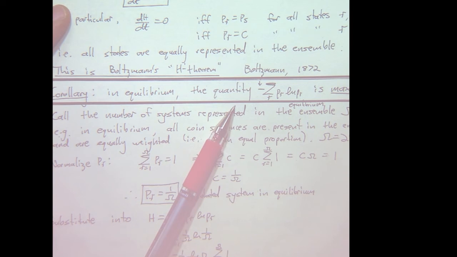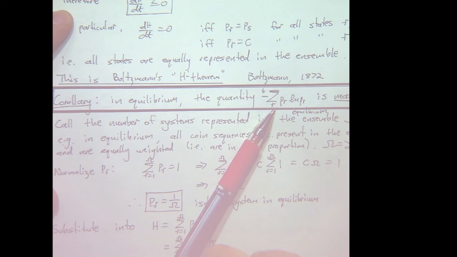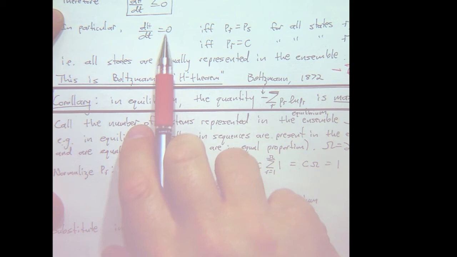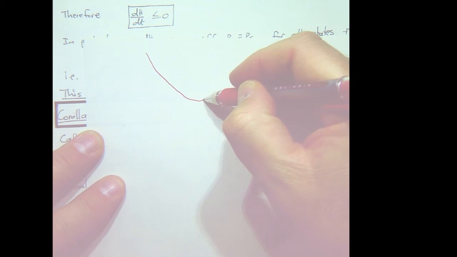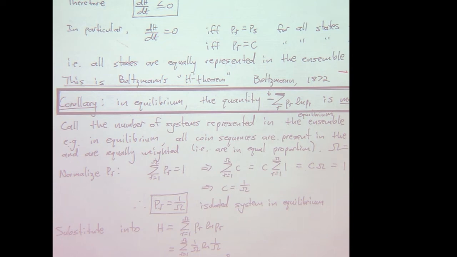Also, the corollary: in equilibrium, the quantity minus the sum of PR ln PR, in other words minus the average of ln PR, is maximized. See, if it's zero, H is minimized. H is decreasing, and then the slope is zero. So minus that, it just stays there. And minus that, it's increasing. So minus the average of log PR is maximized in equilibrium.